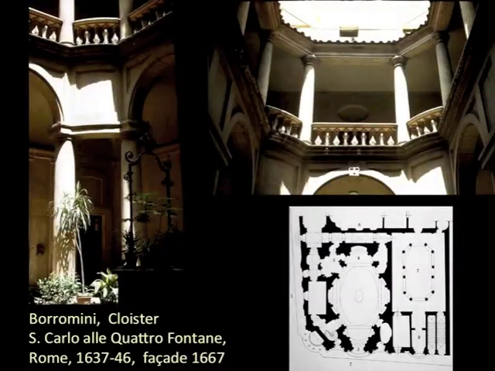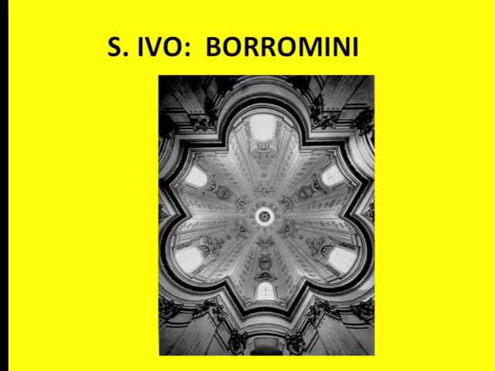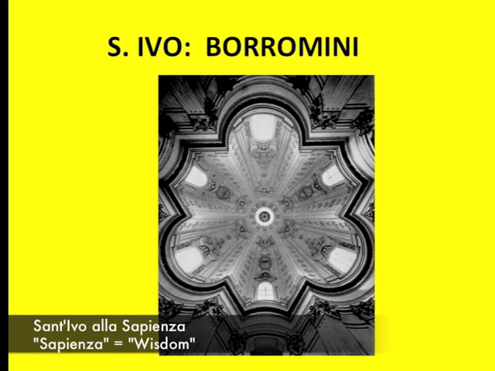If you liked that church, stay tuned, because you're really going to love this church. This is another little church by Borromini, a little bit later, begun in 1642, completed more or less in 1660. And this is St. Ivo alla Sapienza. La Sapienza is the university, the Catholic university. And this is a church for that university.